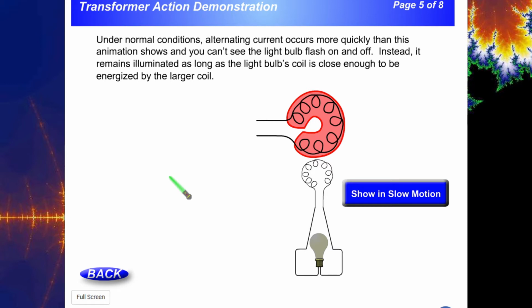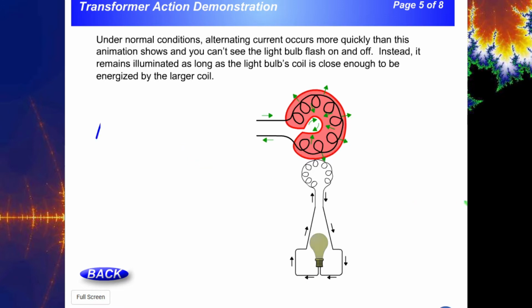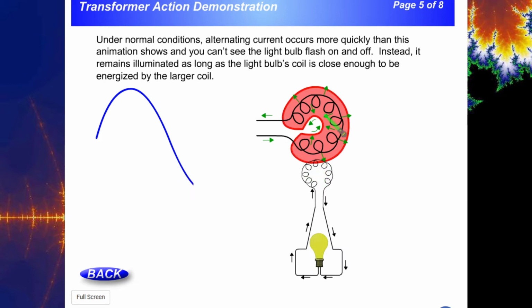Instead, it remains illuminated as long as the light bulb's coil is close enough to be energized by the larger coil. Okay, so again, talking about the same motion here, so that it always is powered by this other coil.